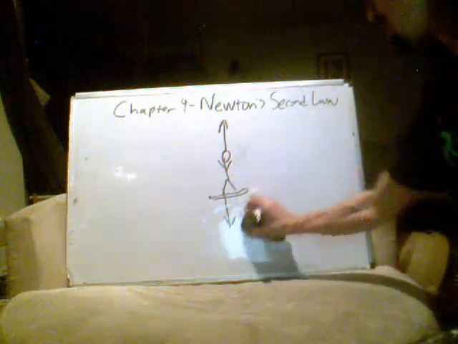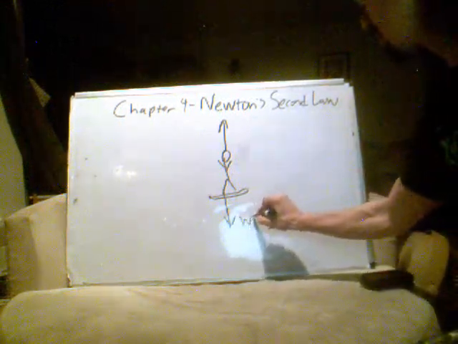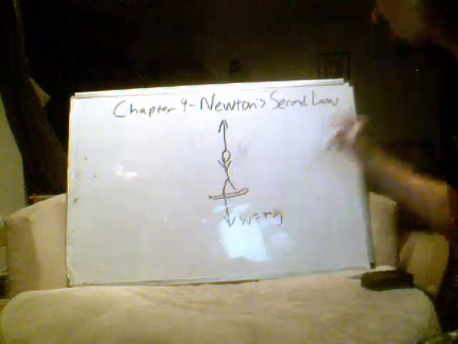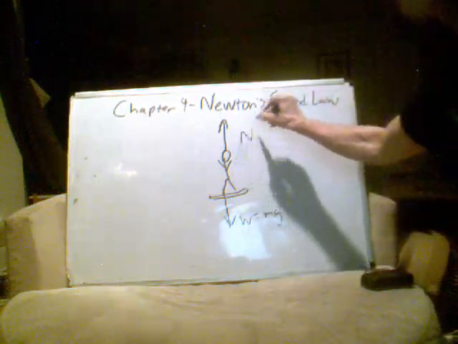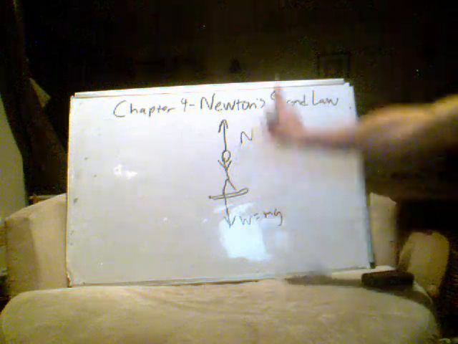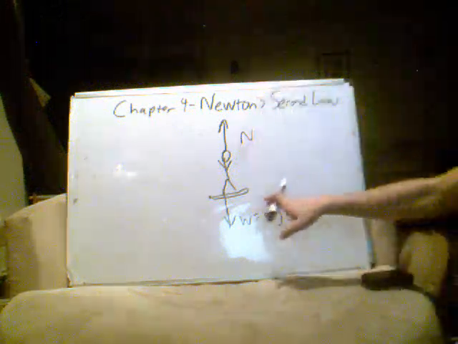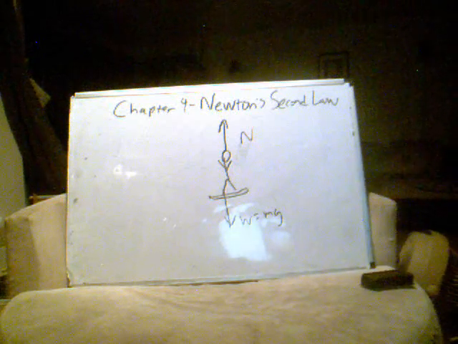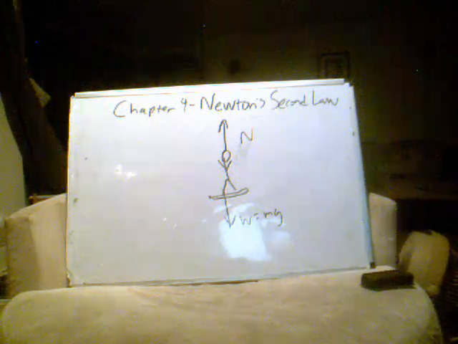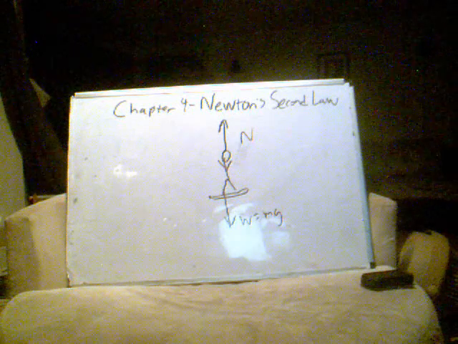And so this is your weight. So your weight, or mass times gravity, has to be equal in magnitude and opposite in direction to the normal force, the force that you make in contact with the scale.